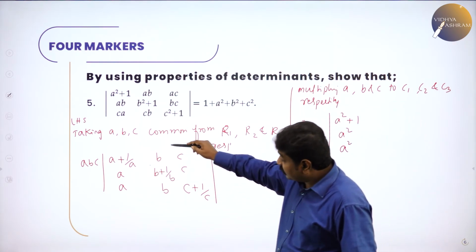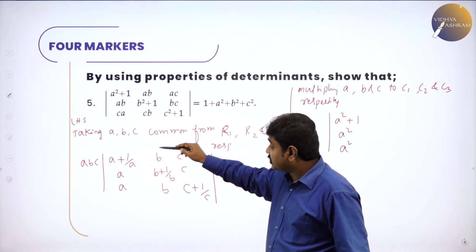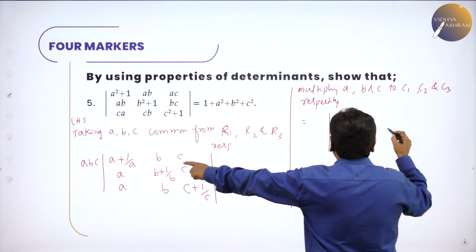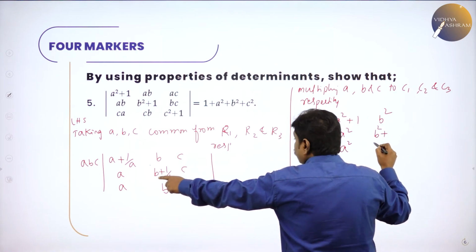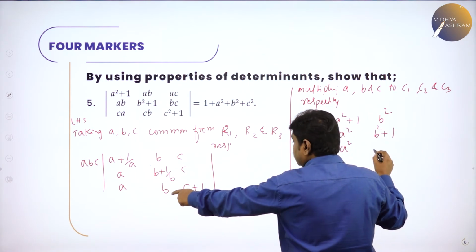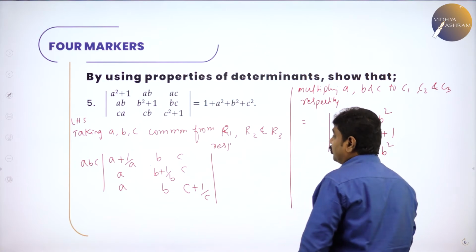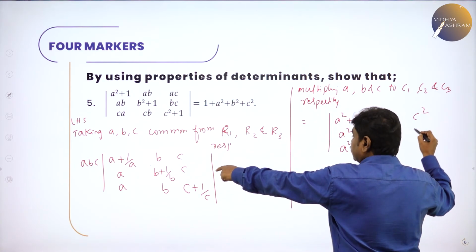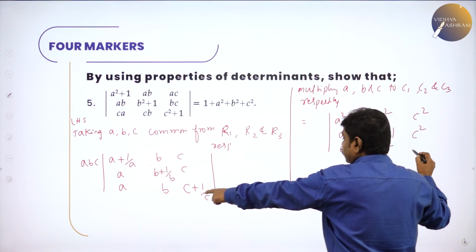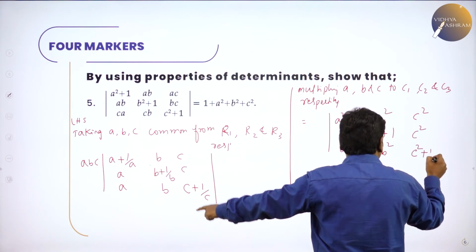Then I multiply b to the second column. b already is there, so b into b becomes b square. This will become b into b square, plus b into 1 by b becomes 1, and this will become b square. Now multiply c to the third column. The second element becomes c square. c into c is c square. c into 1 by c becomes 1.